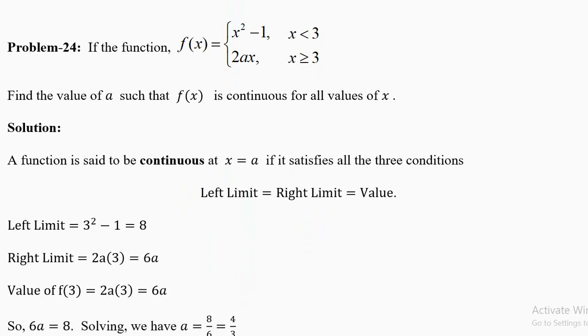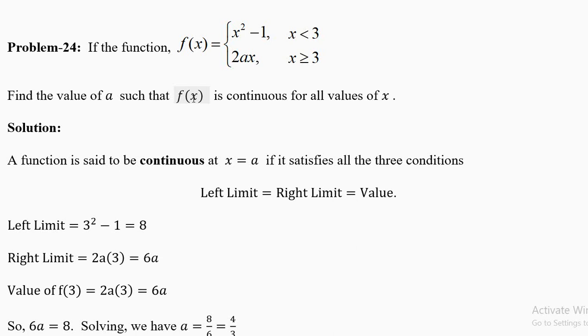Now in your math and physics, some functions are given like that. f of x equal to x square minus 1, x is less than 3, f of x equal to 2ax, x greater or equal to 3. Read these questions carefully. 3 is the meeting point. x less than 3, x more than 3. Now we have to find the value of a for which the function is continuous.